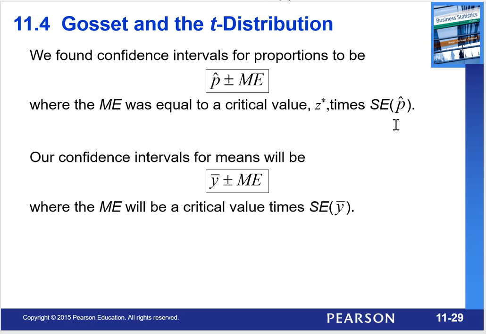This also could be standard deviation if you know the population standard deviation. Similarly, our confidence interval for the mean is going to be, I'm going to take my mean, y bar, and add and subtract my margin of error, which is going to be a critical value times standard error. I'm being vague here on purpose because, oh my gosh, what critical value am I going to use here?